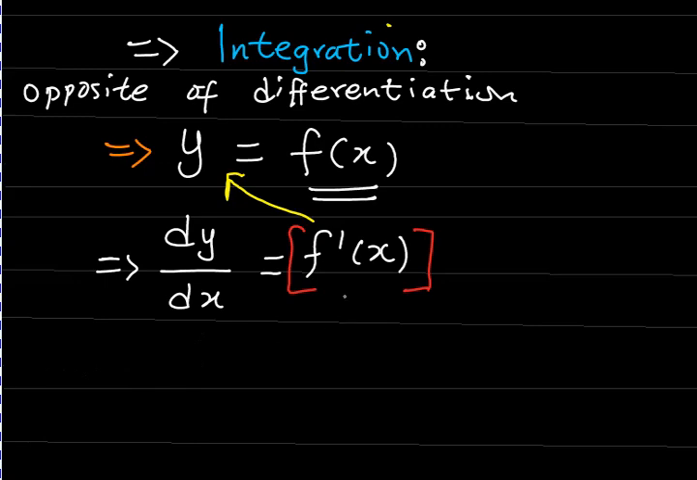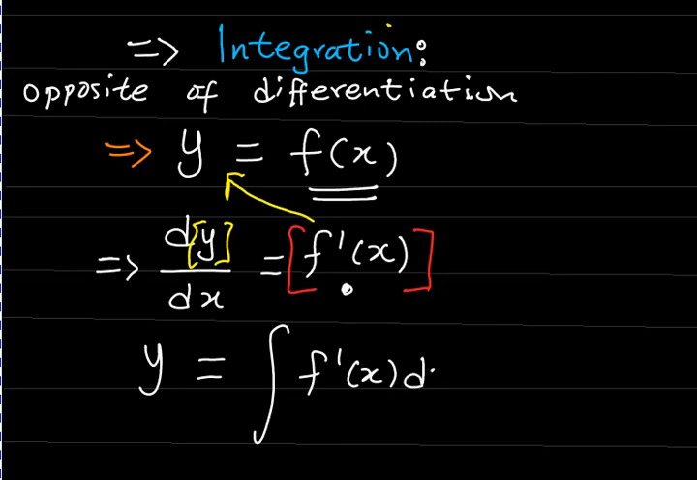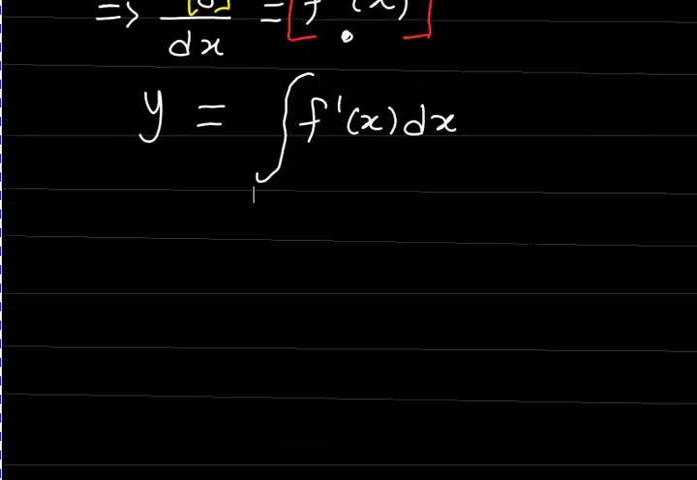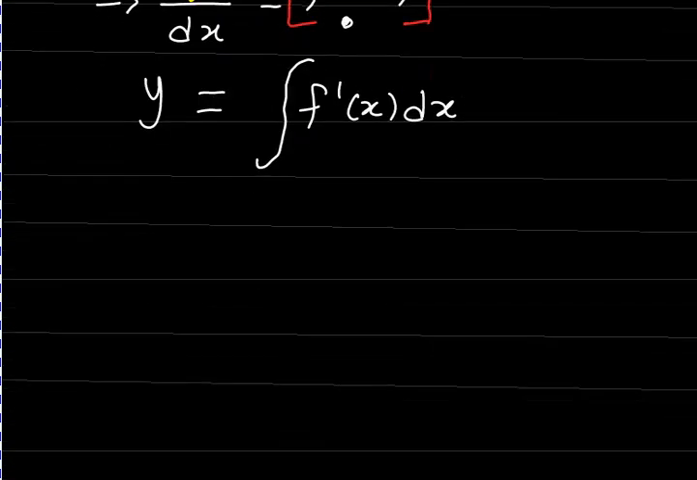For me to return back to the original function, for me to get my y from the derivative of y with respect to x, y is going to be the integral value of the derivative, f prime of x, with respect to x. Let me write this symbol well. This symbol is the symbol of integration. Anytime you see this symbol, this is the symbol of integration. It's pronounced as the integral value.